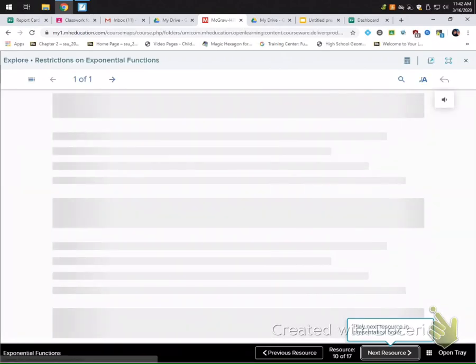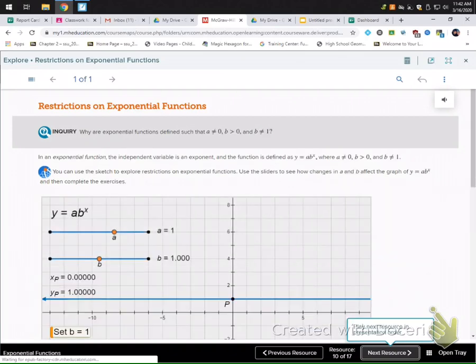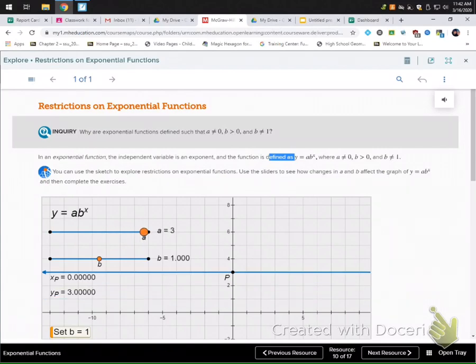Okay, so let's look at growth and decay. In an exponential function, the independent variable is an exponent, and the function is defined as y equals a times b to the x, where a cannot be 0 and b must be greater than 0 and cannot be equal to 1. So let's look at what happens here if our a gets bigger.